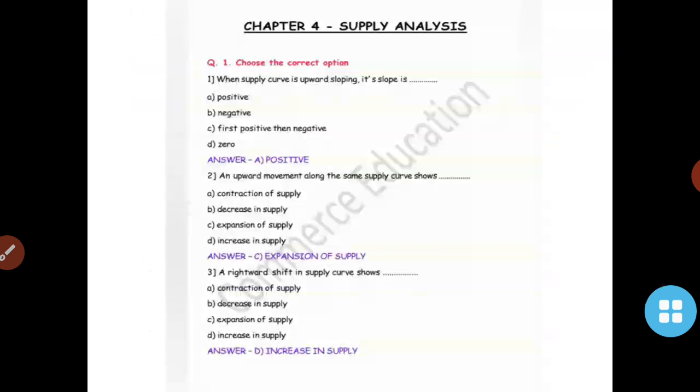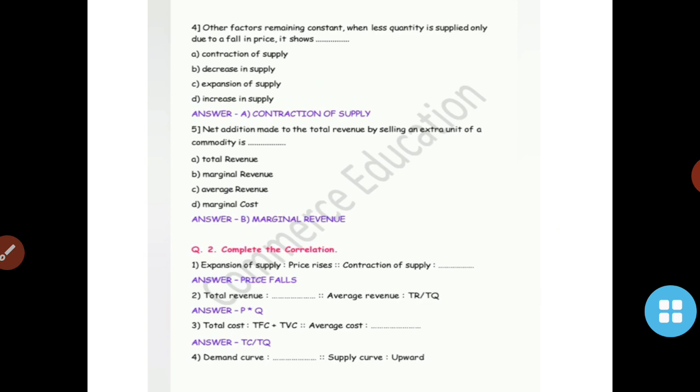Now the chapter is getting over. A few questions and answers are given here. The first is MCQs. The MCQs related to the textbook questions and answers are given here. They are already solved, so you have to note them down and go ahead. The first question is to choose the correct option, and the total of 5 answers is given here. The second question says to complete the correlation.